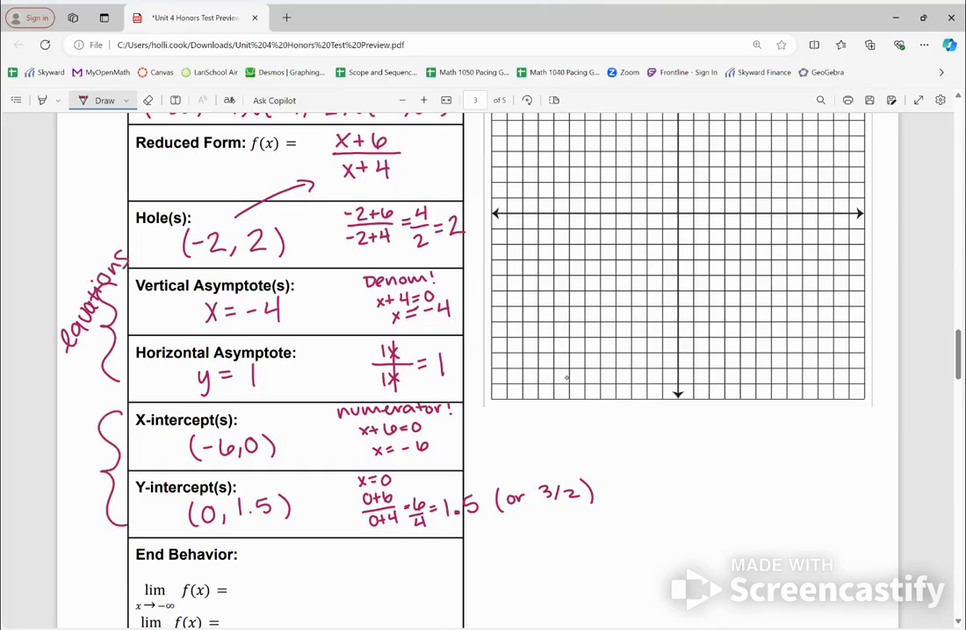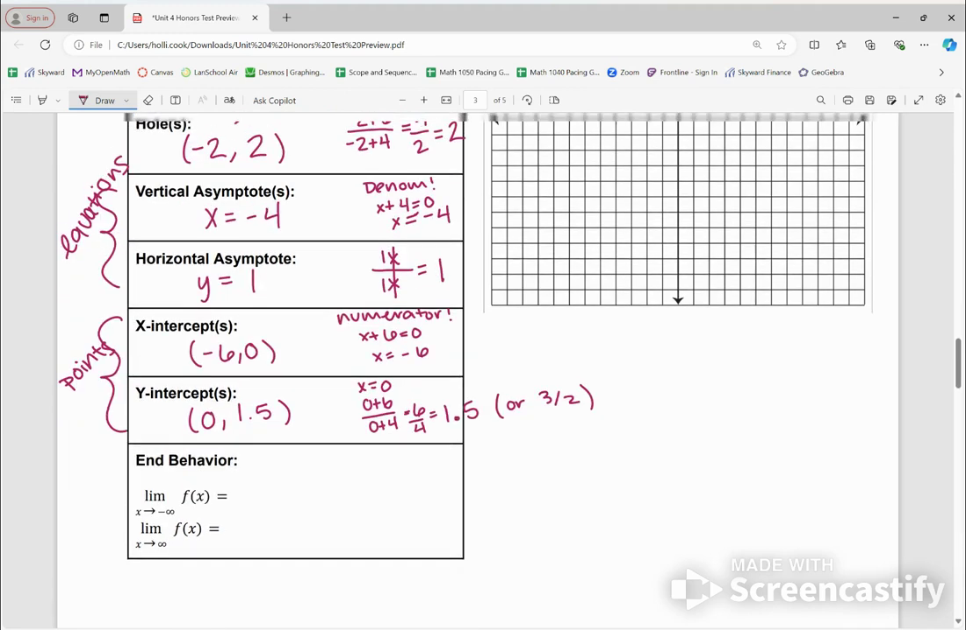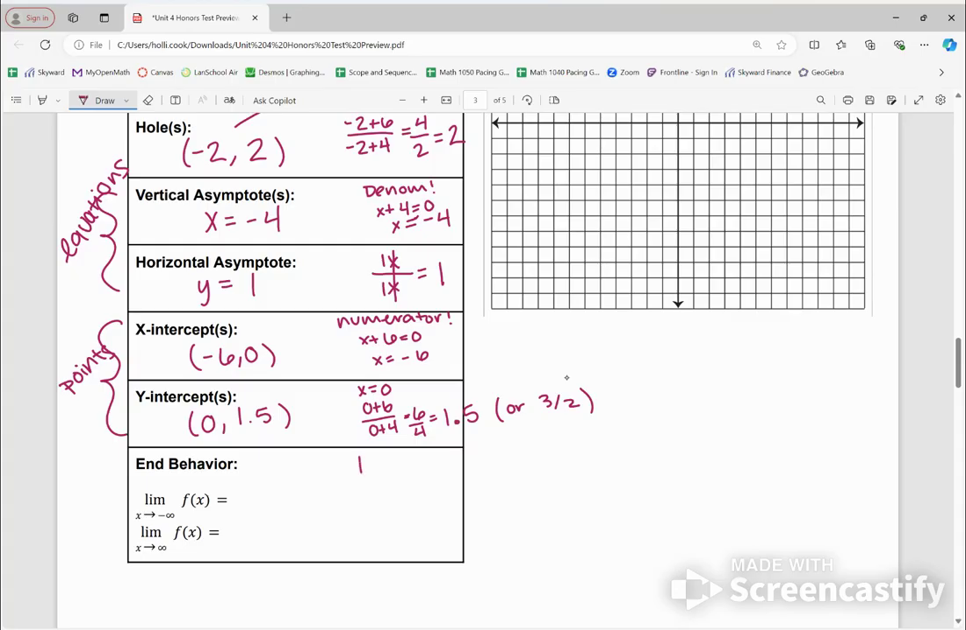Okay, one thing to note, vertical and horizontal asymptotes are equations. Okay, x and y-intercepts are points. Make sure you keep it that way. Okay, lastly, we have our end behavior, which again is just our horizontal asymptote. So we have 1 and 1.